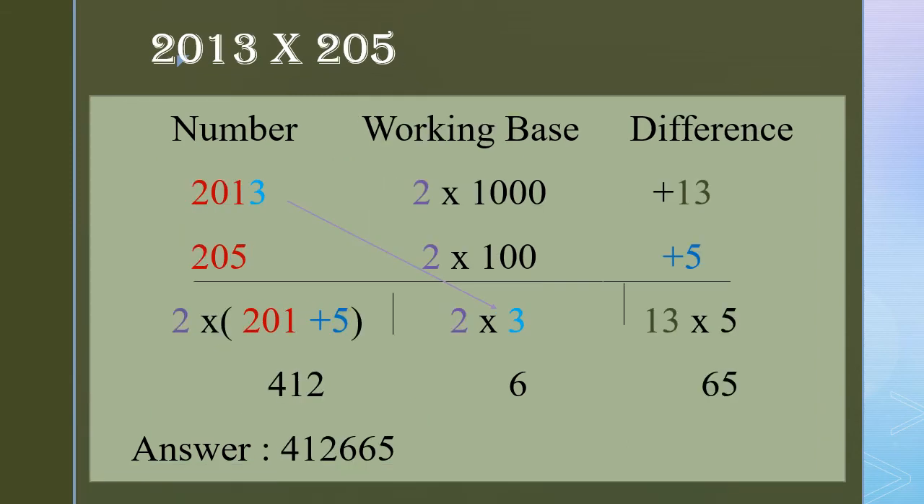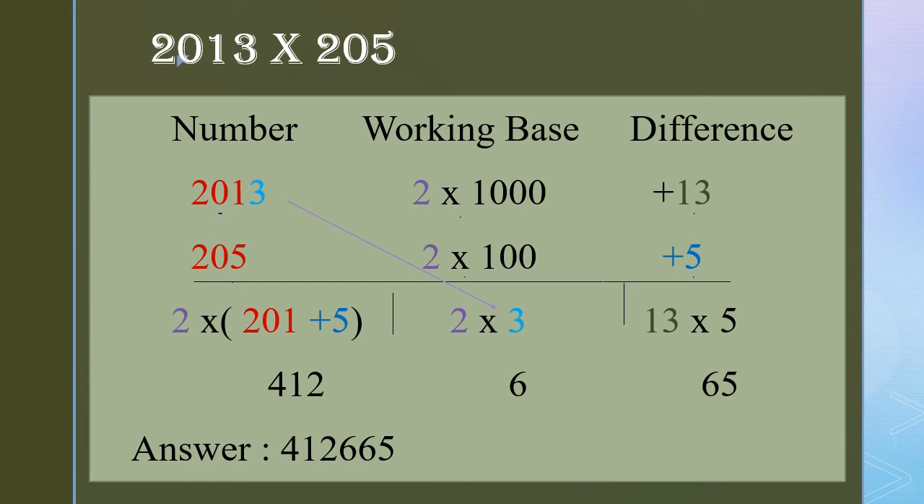Now we are multiplying 2013 by 205. For the number 2013, we are taking the working base as 2000, which is written in the form of 2 times 1000. The difference is plus 13, so by adding 13 to 2000, we get 2013. For the number 205, we are taking the base as 2 times 100, and the difference from the base is plus 5. When we add 5 to 200, we get 205.